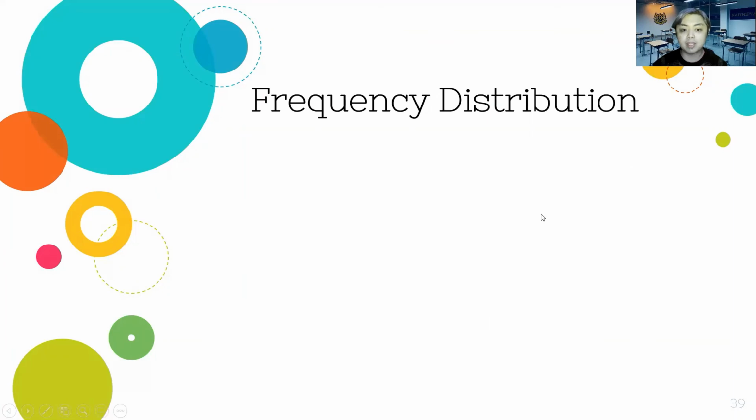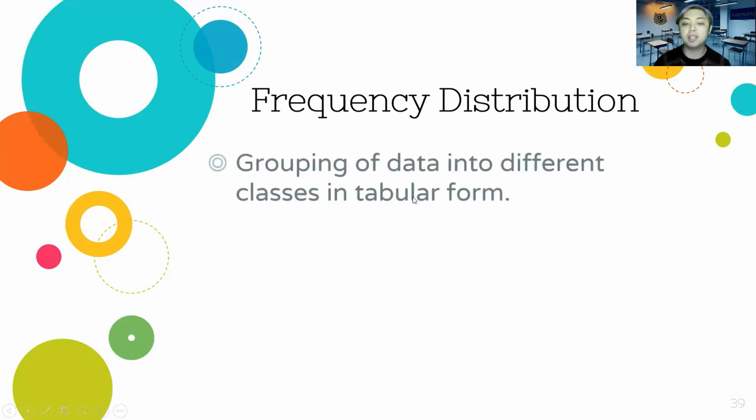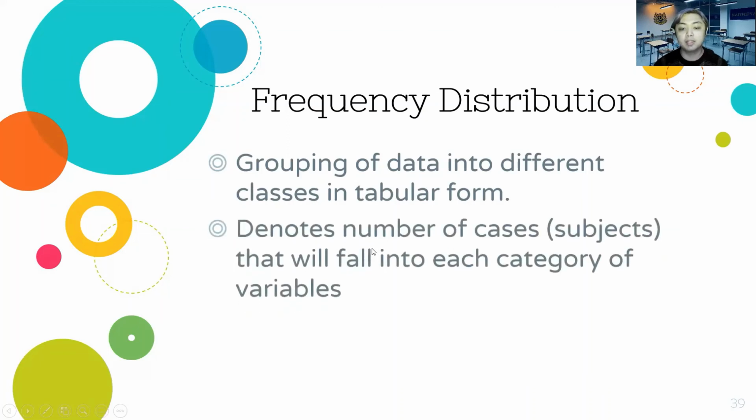We have frequency distribution. This groups the data into different classes in tabular form. It denotes the number of cases or subjects that will fall in each category of the variable. Para makita din natin if the distribution is normal, is it following a normal curve, is it leaning on one side, scattered ba masyado yung mga respondents in the different categories, and so on. This is a very good way to visualize variation.